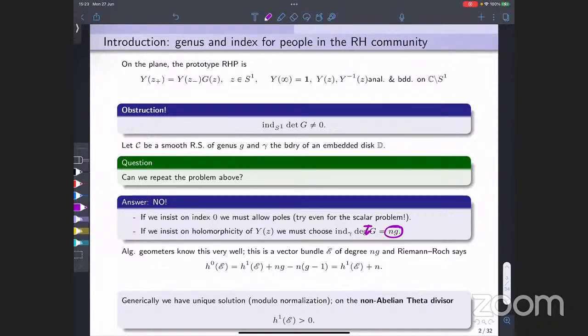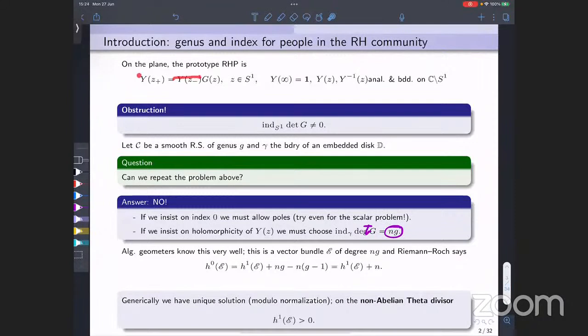Because if you're studying a vector bundle, let's call it E, of degree ng and rank n on a Riemann surface, then you can use the Riemann-Roch theorem, which tells you that H0, which means the dimension of the space of holomorphic solutions. So what are holomorphic solutions? They are the rows of this matrix, right?